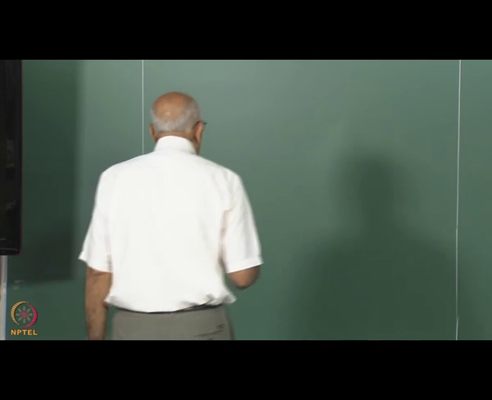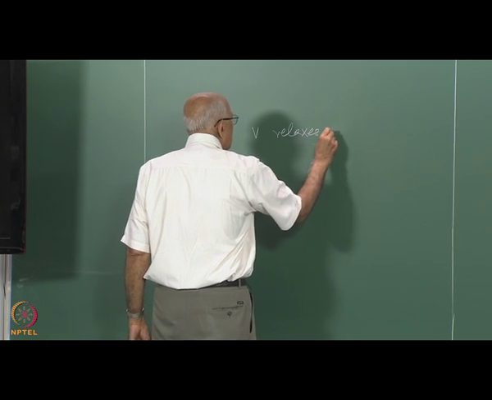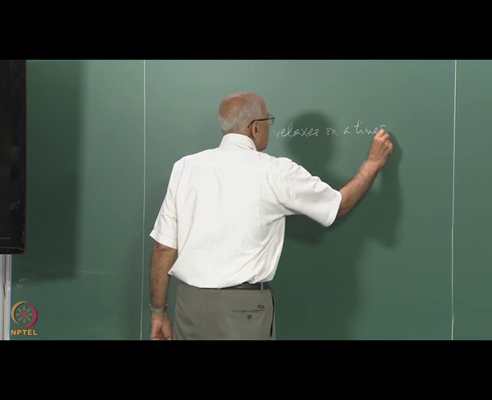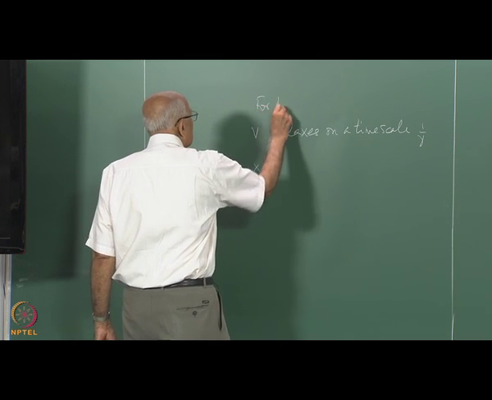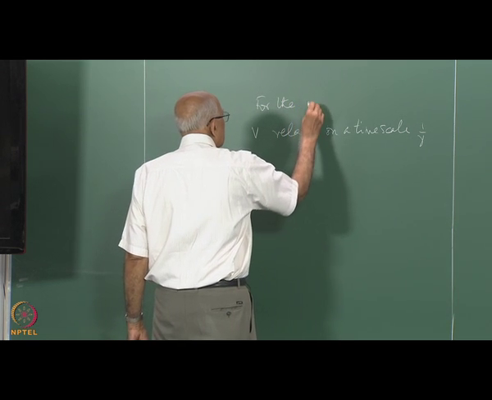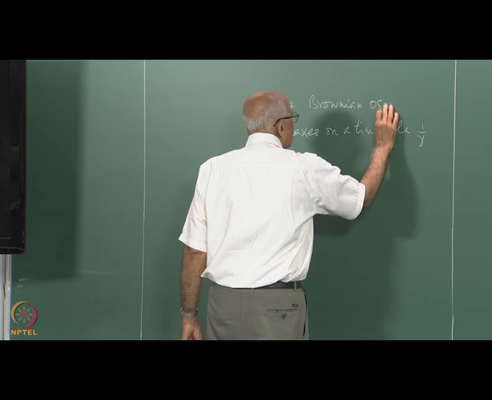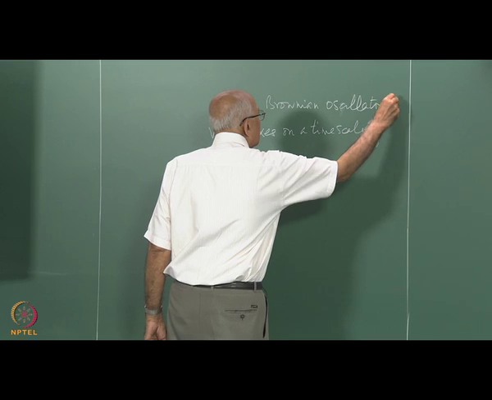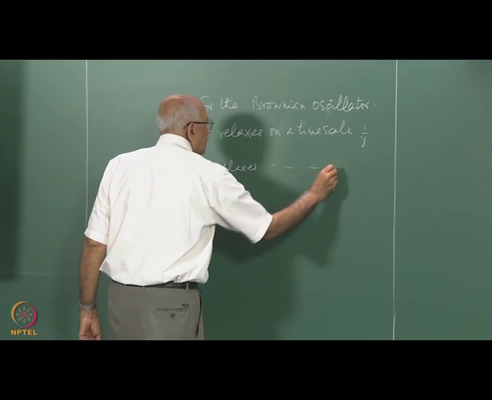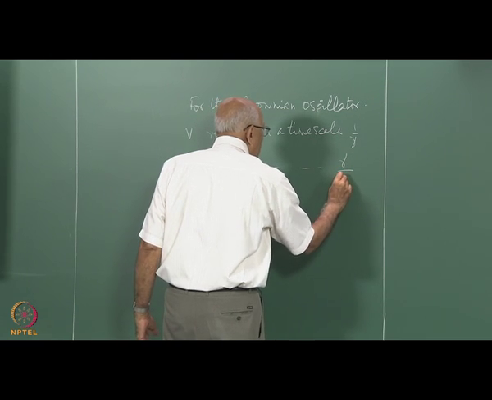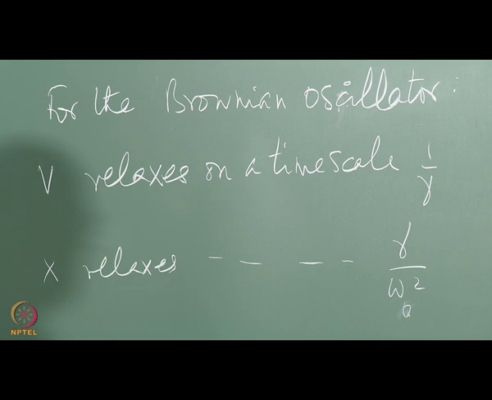So it turns out that v relaxes on a time scale 1 over gamma, but x for the Brownian oscillator relaxes on a time scale which is gamma over omega naught squared. Okay. We saw this from the overdamped oscillator analysis.